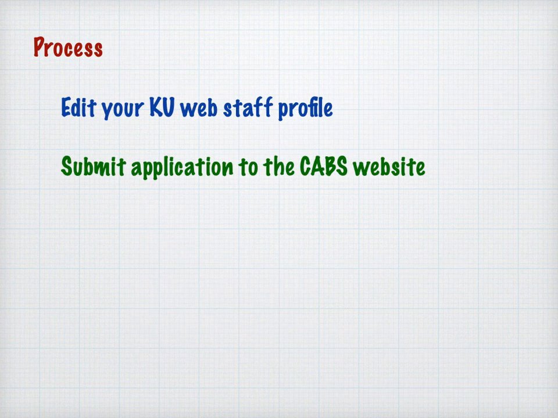And that's basically part one. So you're just going to go in, edit your profile, add a little bit of language, make sure that you've got your qualifications on your KU web staff profile, and then once you've saved all that and checked it to make sure that it's visible, you can then move to the CABS website and make your application there, which is in the next video.